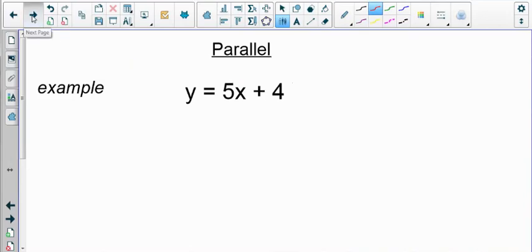So I'm going to go ahead and put y equals 5x minus 50. As you can see, the two slopes are the same, so I know these two lines are parallel.